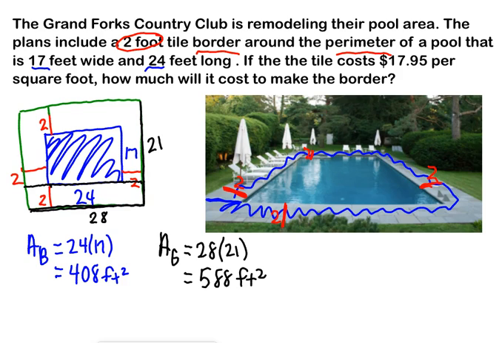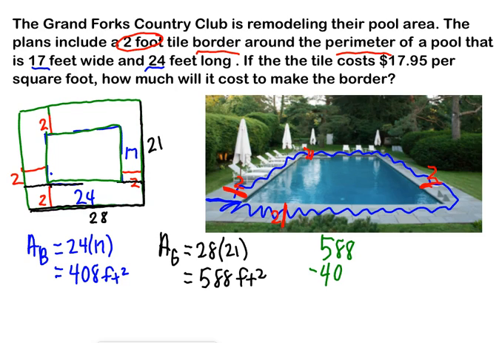Okay, but now think, I'm not tiling the pool area. I'm not putting tile in here. So now I need to subtract this area from the total of my border. That's all we're going to do, guys. Take our total border area minus the pool area and get 180 feet squared.